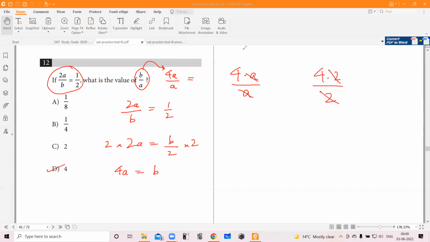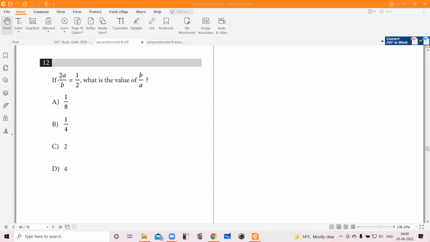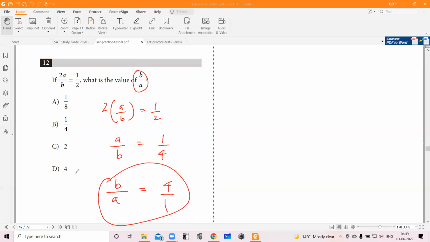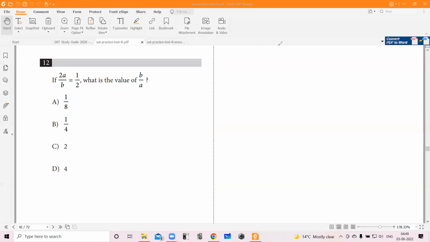Or else what you could do here is, it's 2 times a over b equals 1/2. Now if you divide by 2 on both sides, you'll get a over b equals 1/4. Am I right? Yes. Since a over b is 1/4, and we need b over a, we'll do the reciprocal. B over a is 4 over 1. That way also we can do this, right? Yeah. So this was option D.